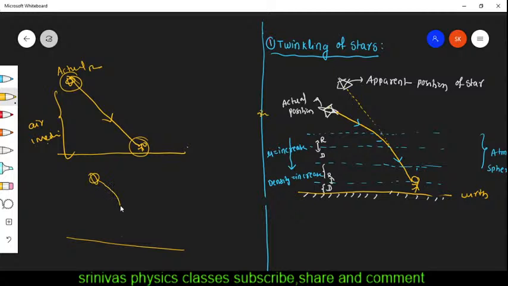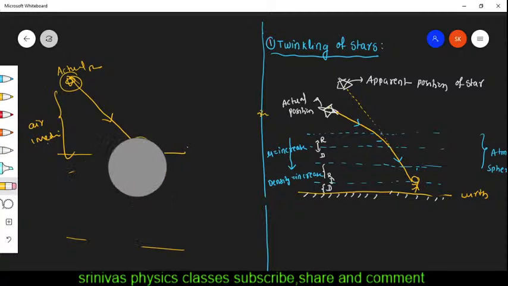If air acts as different mediums, then this star will appear like this. Light never goes in a straight line; it will bend because of refraction. Like this, it will pass. Then when we do the extension of this ray which is reaching the eye, it goes to this point, and he will see the star here instead of here. That means the star appears slightly above the actual position because of atmospheric refraction.